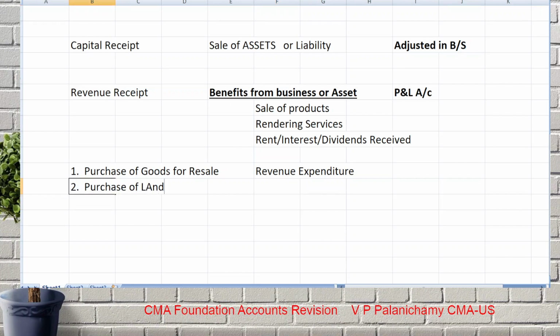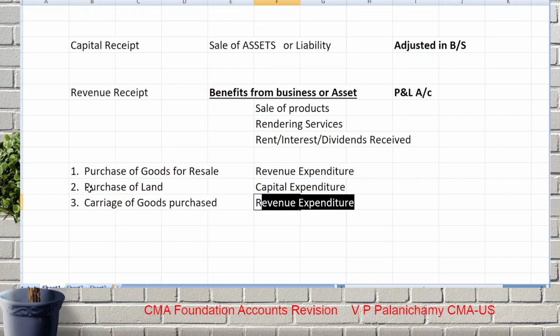Purchase of land. What is it? Capital expenditure. Carriage of goods purchased. It's a revenue expenditure. Number 4. Just tell the answer alone.